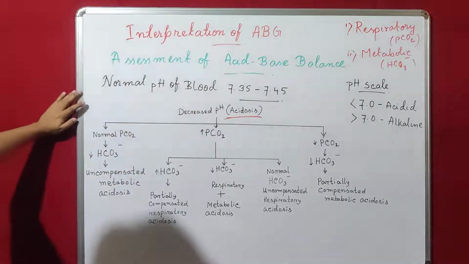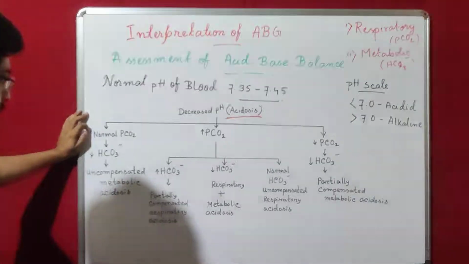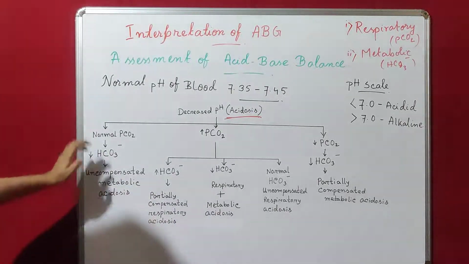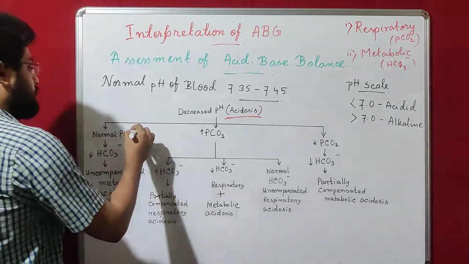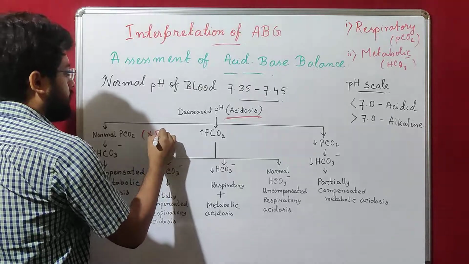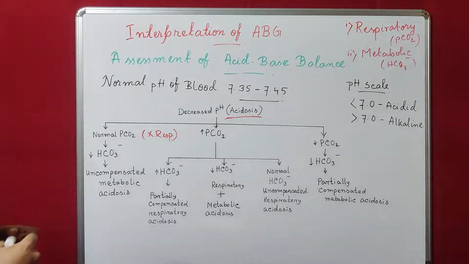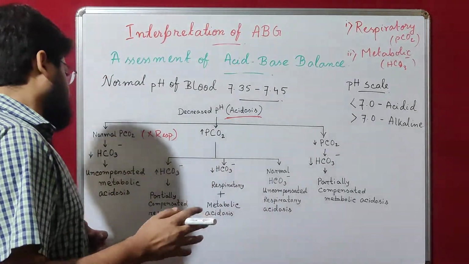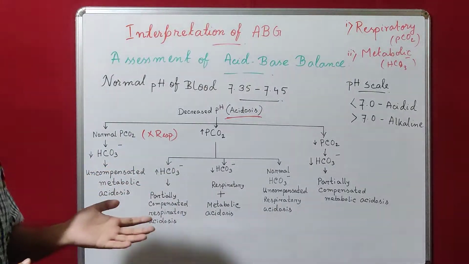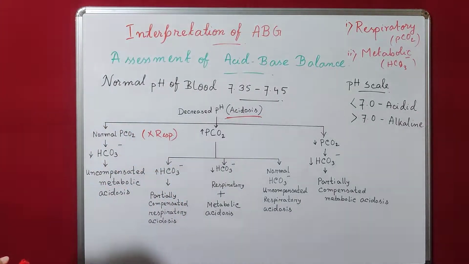Let there be acidosis, and in the ABG report we find that the PCO2 level is normal. That means there is no respiratory cause involved; there is no respiratory component involved in the acidosis. Then what can be the cause? The only possibility is that there must be some metabolic cause of the acidosis. That means there is obviously some metabolic acidosis.